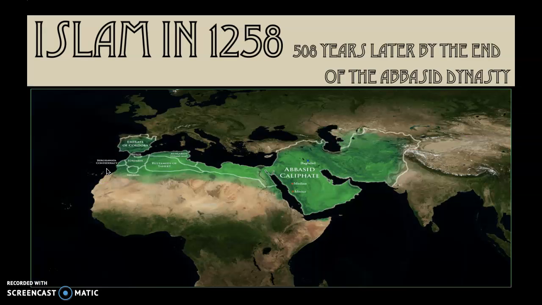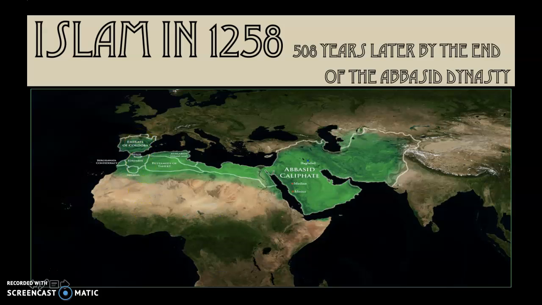Now, check this one out. Within 508 years later, this is what the Islamic Empire looks like by the end of the Abbasid dynasty. As you can see, it is massive. It fully controls almost all of the Middle East. It fully controls all of North Africa, and it has made its way all the way into the entirety of the country that today we call Spain.